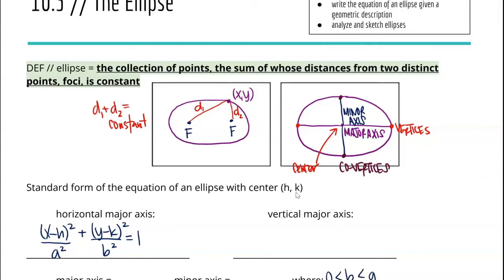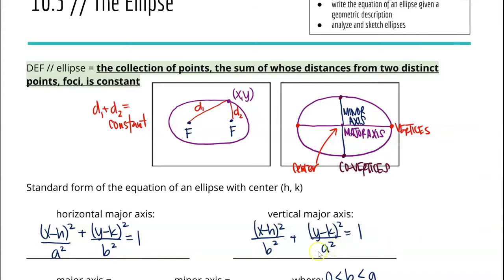And then the larger one is going to tell you if you have a horizontal major axis or a vertical. So if the bigger number is underneath the x stuff, you're going to have a horizontal ellipse. And if the bigger number is under the y stuff, then you have a vertical ellipse. So this one is going to be x minus h squared, but it'll be over the smaller number, and then plus y minus k squared over the bigger one is equal to 1.